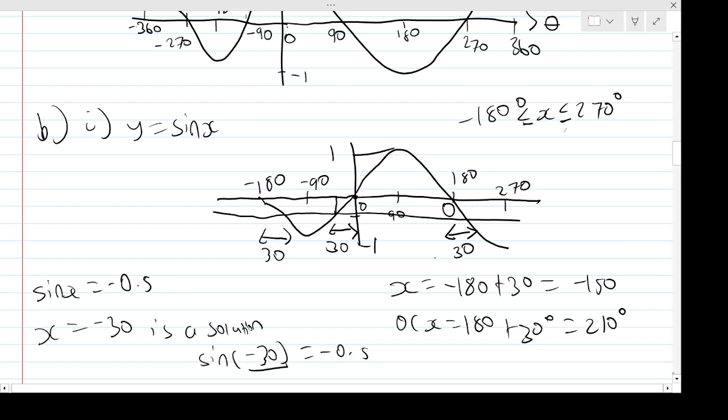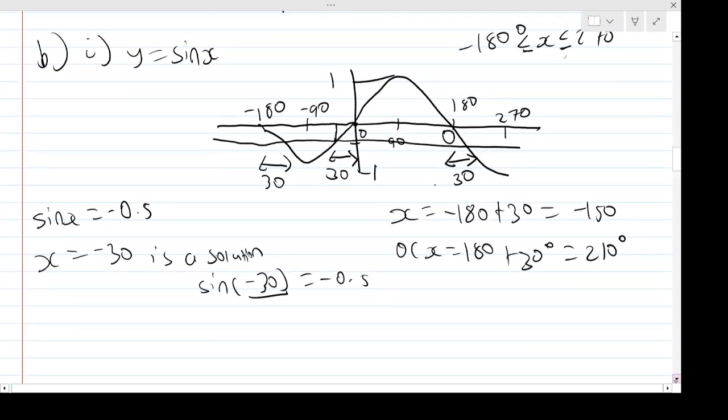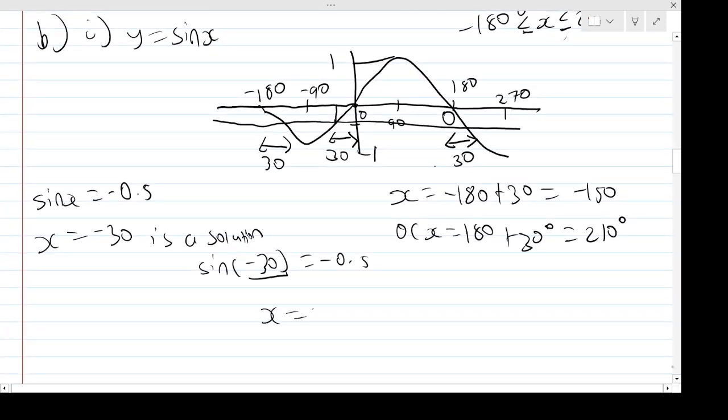And so therefore we have all three of the solutions. So either x is minus 30, which is what we got, x is minus 150, or x is 210, right? And so that's a really key skill that we hopefully try to pick up, because it's the key skill of using the graph to spot all possible solutions in this way.